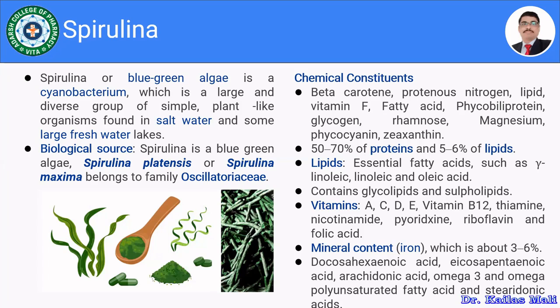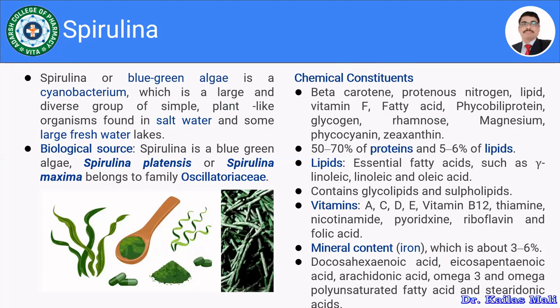Then docosahexaenoic acid, eicosapentaenoic acid, arachidonic acid, omega-3 fatty acids, and omega polyunsaturated fatty acids. These are some of the other chemical constituents present in spirulina.